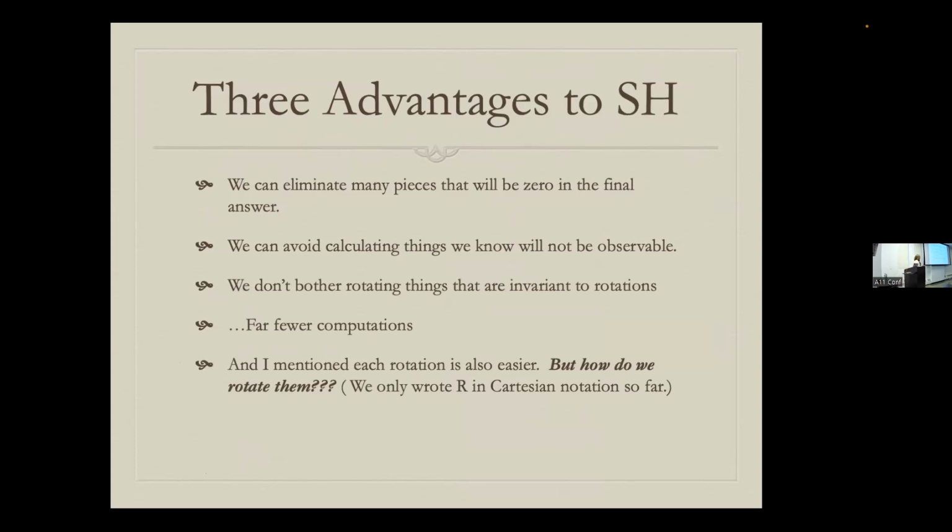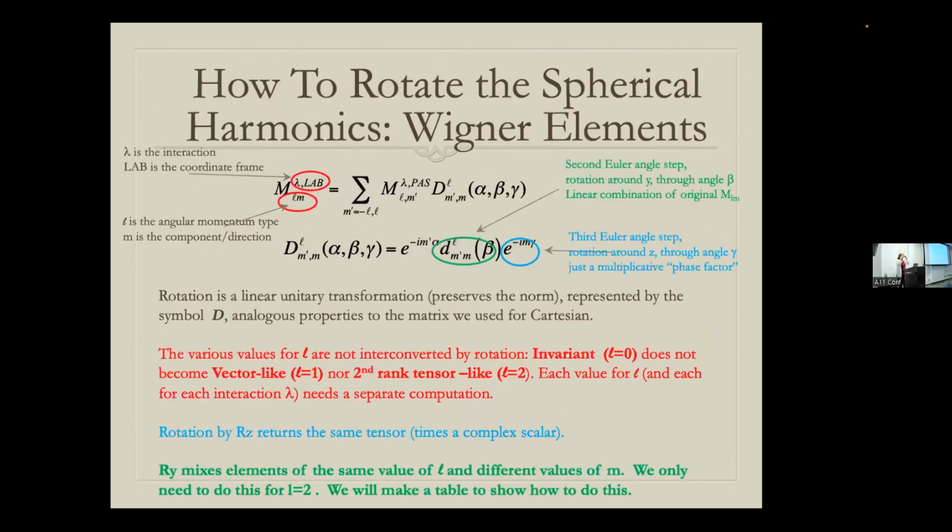So the advantages, why do we do this? We can eliminate many pieces that will be 0. We can avoid calculating things we know will never be observable. That's a distinction. Some really strictly are 0. Some aren't 0, but you can't observe them. We don't rotate things that don't need to be rotated. But what do rotations look like in this decomposition? This is a really cool part, and maybe this will be a good place to then stop.